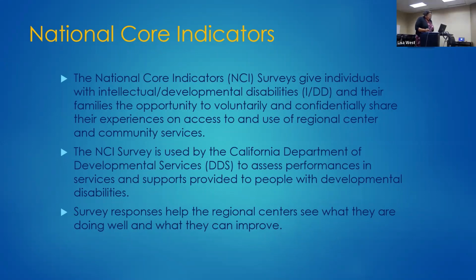Why is it important? The results help us to see areas that we're doing well in, and it highlights areas that we can use some improvement. After today's public meeting, we will be submitting a plan to the Department of Developmental Services by January the 16th. And in that letter, we will talk about what we've learned about our NCI data and how we plan to focus on improving the areas that need improvement.